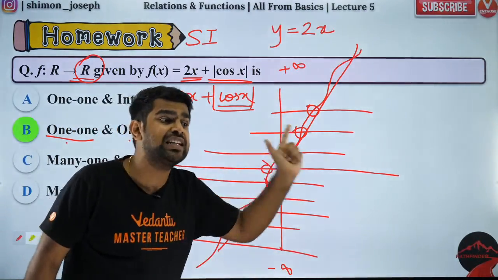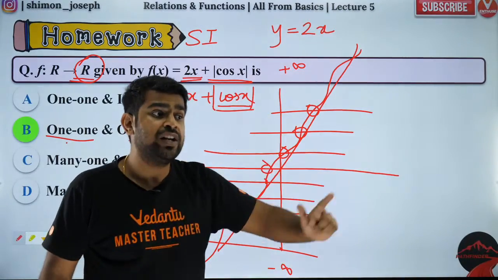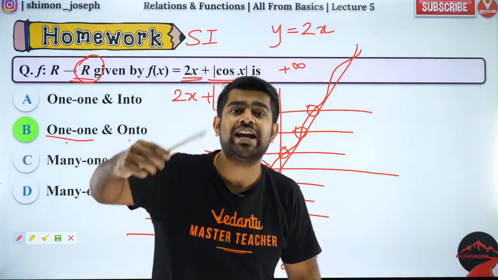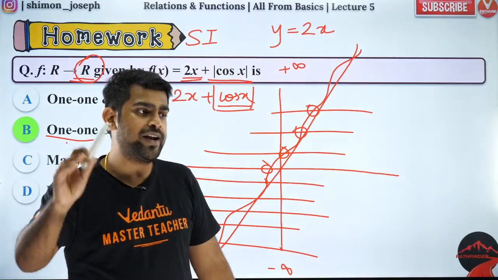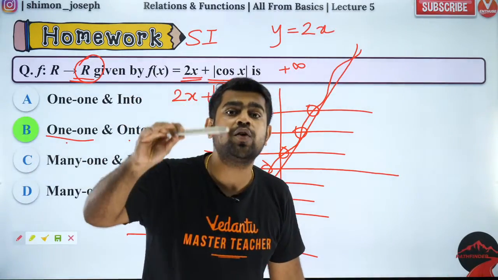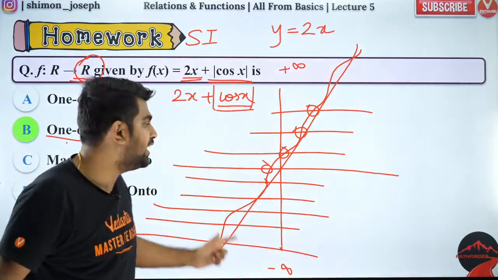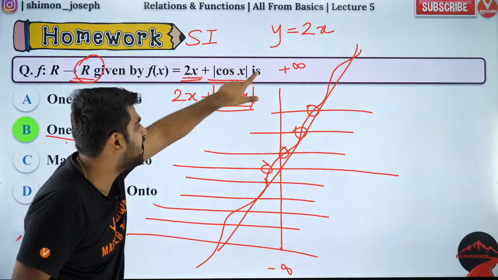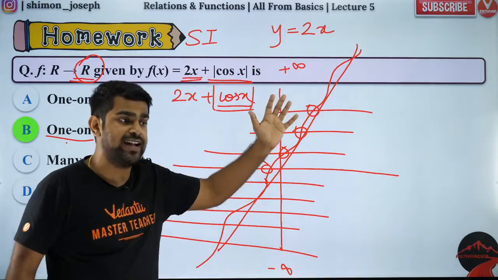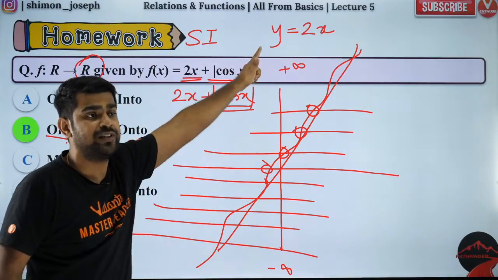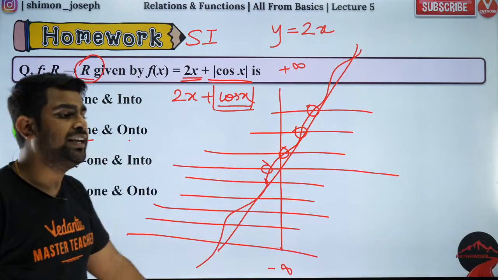How do you check range in a graph? Range in a graph is given by the y coordinates taken by the function. Got it? It is a set of y coordinates taken by the function in a graph. So what are the y coordinates taken? The function takes all y coordinates from minus infinity to plus infinity. That is why the answer is, it is onto.